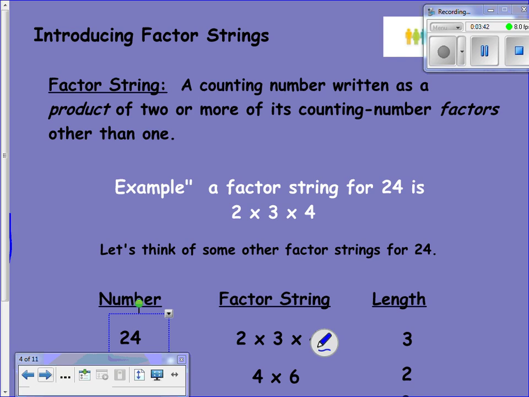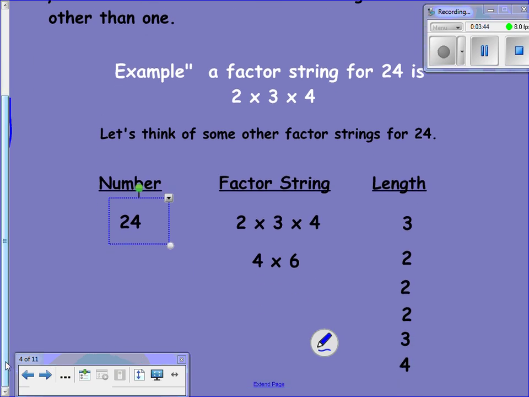Trying to help you out. So we have 6 times 4. 2 times 3 times 4. That's one of the ones I was missing on that other page. Okay. There's a lot of them for 24. Let's keep on rolling here.